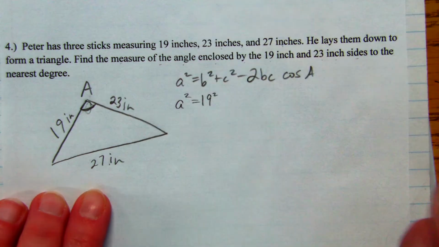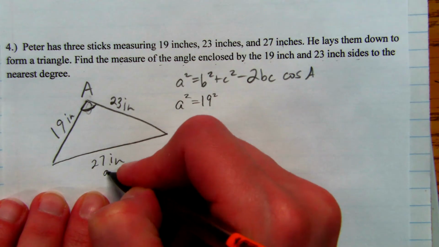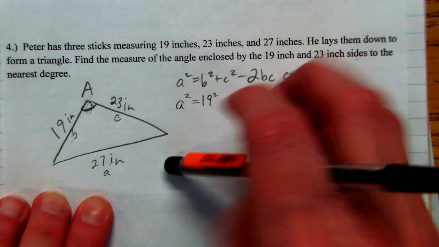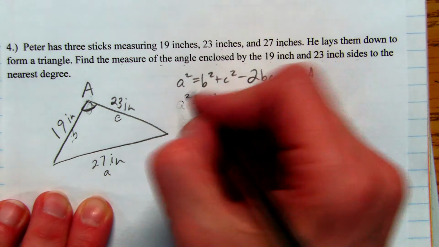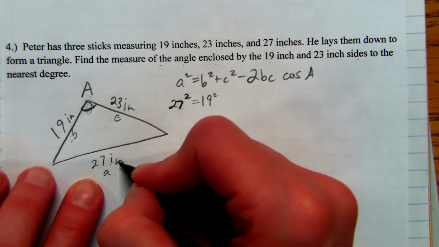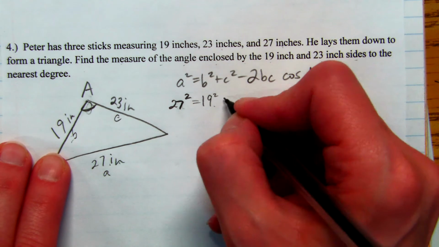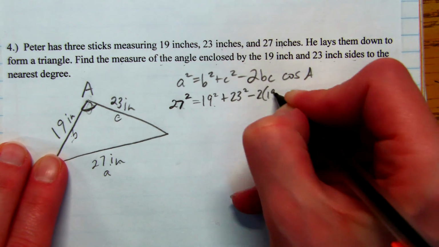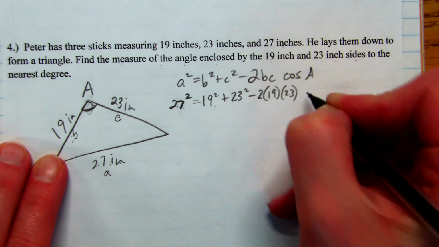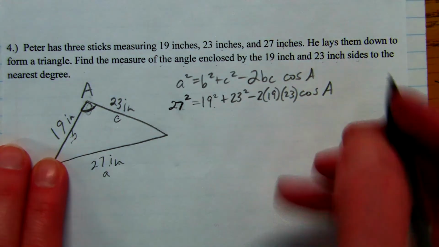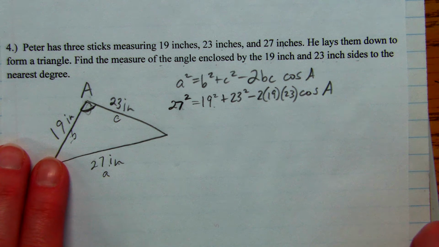So A squared equals 19 squared. Oh, so I ought to set this up. This is side A, and these would be B and C, the 2 sides that are on the side of the angle. And A would be 27, so we're putting that number in. So 27 squared equals 19 squared plus 23 squared minus 2 times 19 times 23 cosine of angle A, which is what we're actually looking for, so we're going to leave that as A.